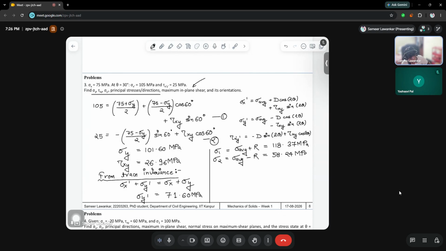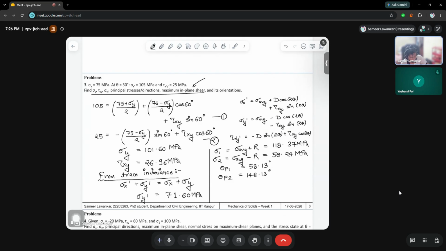Okay, next thing is regarding theta p1 and theta p2. What is theta p1? Theta p1 is 58.13 degrees and theta p2 is basically 148.13 degrees.